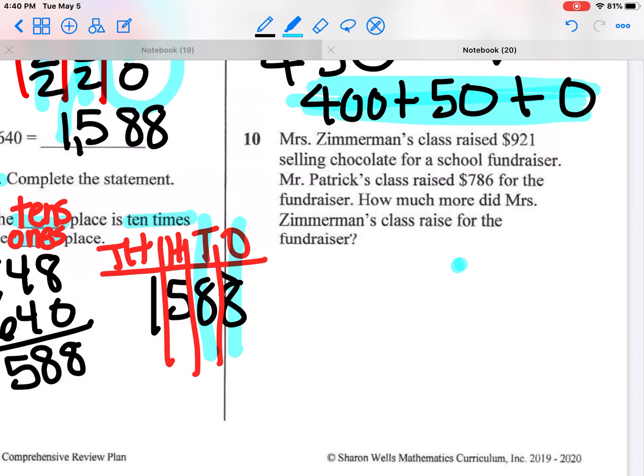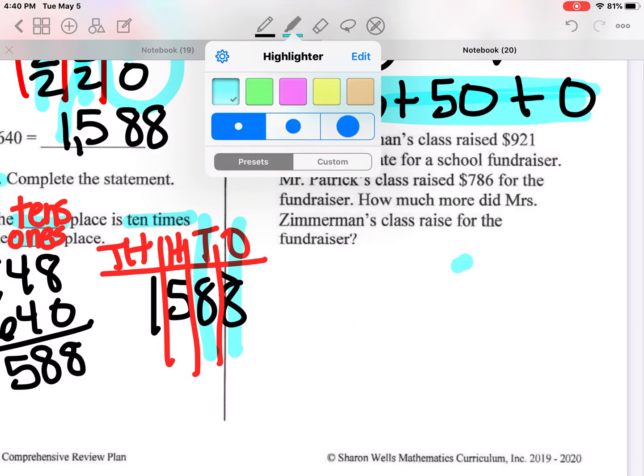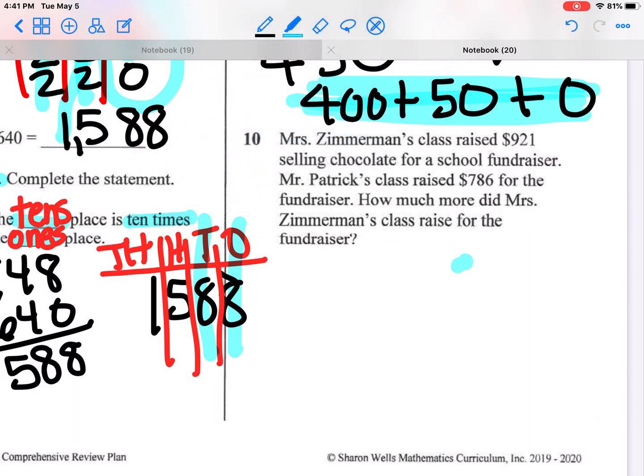Number 10. Mr. Zimmerman's class raised $921 selling chocolate for a school fundraiser. Mr. Patrick's class raised $786 for the fundraiser. How much more did Mr. Zimmerman's class raise for the fundraiser?